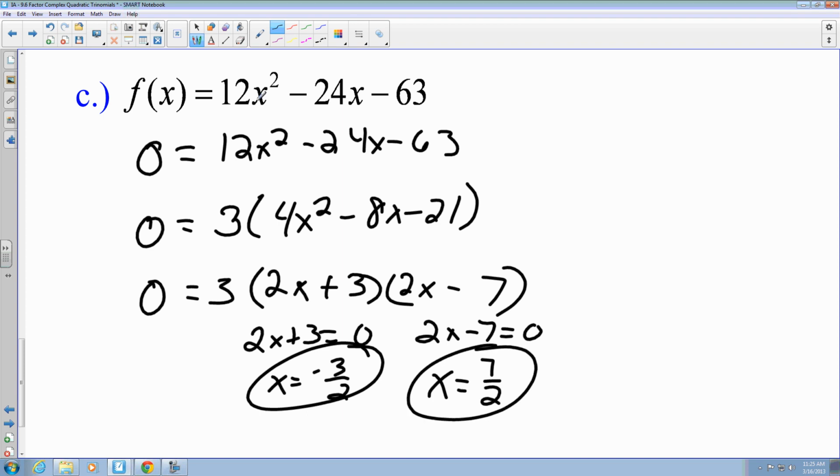All right? And that is being able to factor complex trinomials.